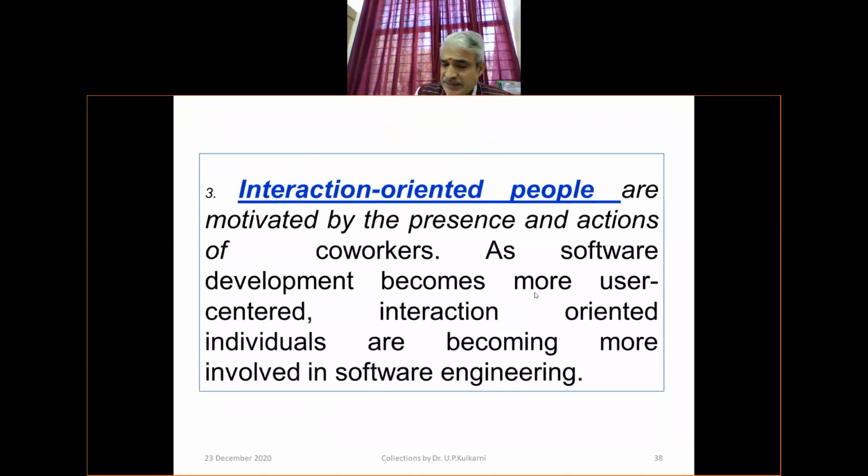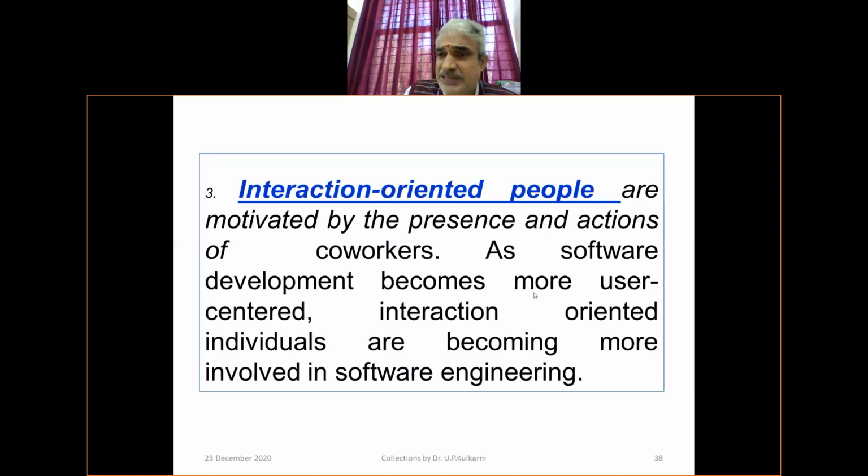The third category is interaction-oriented people, who are motivated by the presence and actions of co-workers within a group. They love to work that way. Now, as software development is becoming more user-centered, interaction-oriented individuals are becoming more involved in software engineering. These are the different natures.